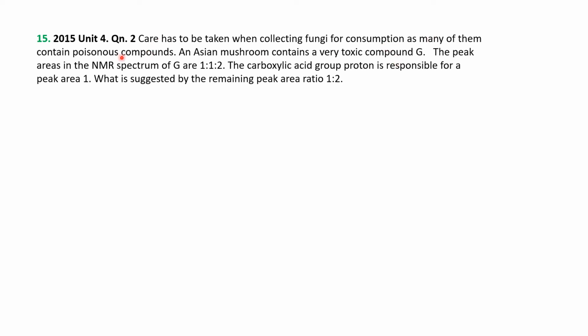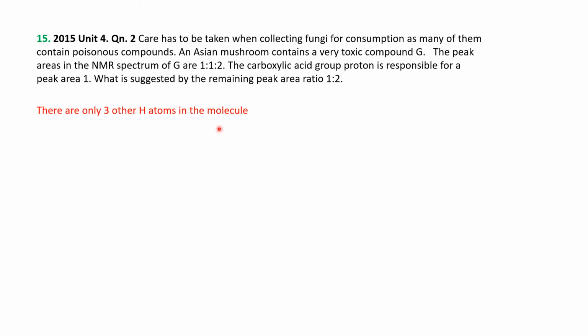Fungi, consumption, poisonous. An Asian mushroom has a very toxic compound G. The peak areas in G are 1 to 1 to 2. It's got a carboxylic acid proton responsible for one of the peaks. So what's suggested by the remaining peak areas, 1 to 2?